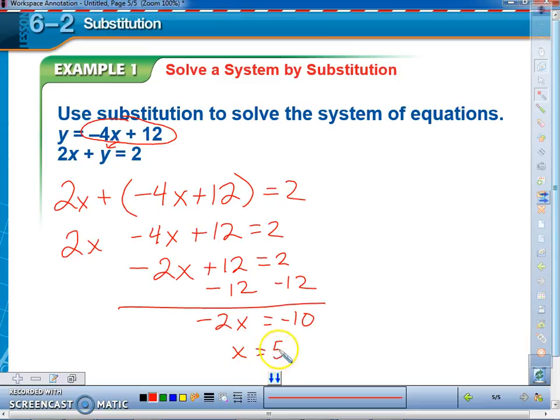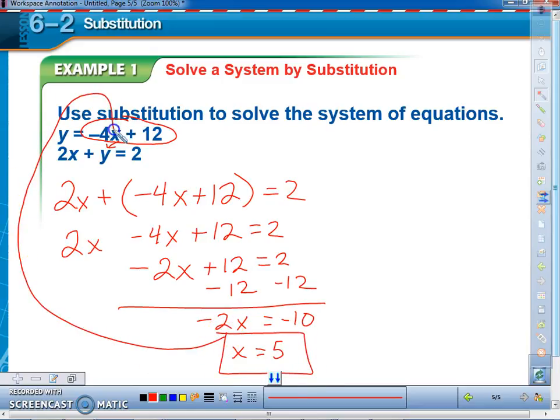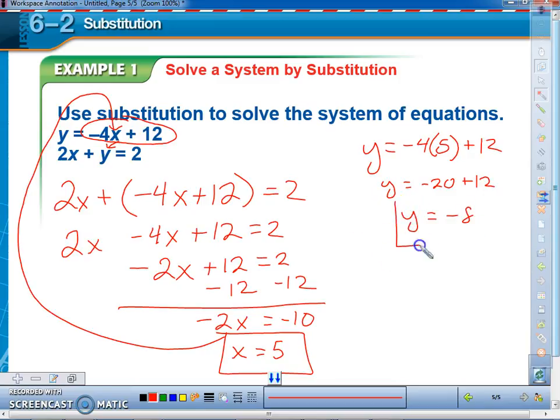So now that I know that x equals 5, I can take that back to the original problem and put it in for that x value right there. So if the original is y equals negative 4 times x, or in this case times 5, plus 12, that would be y equals negative 20 plus 12, and y equals negative 8. So I've got an x value that I solved, and a y value that I've solved. The solution to this problem is 5, negative 8.